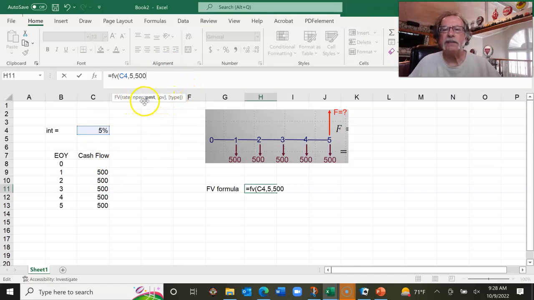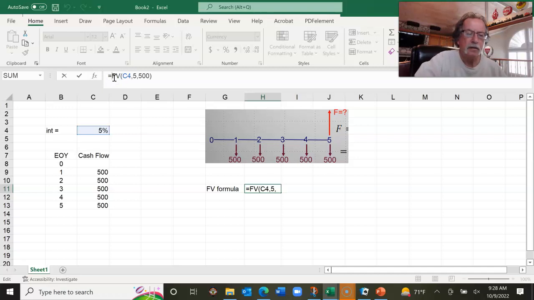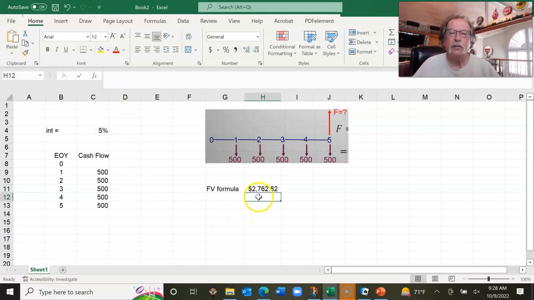Those are all that are necessary for using the payment function. We can ignore the last two terms there in square brackets. So this gives us, remember it flips the sign. Using Excel from last lesson, the sign is flipped. So if we don't want it flipped, we can either do this. $2,762.82.